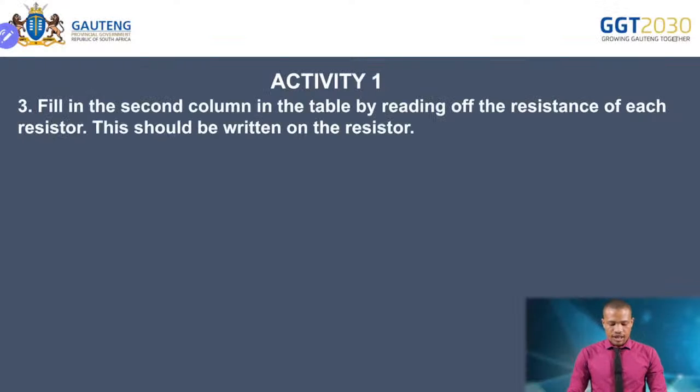Okay. So the first thing that we need to do is we fill in the second column in the table by reading off the resistance of each resistor. This should be written on the resistor. Unfortunately, these resistors don't have a resistance rating, but I have already calculated them using the results from the practical.